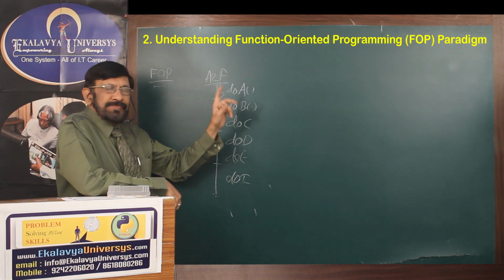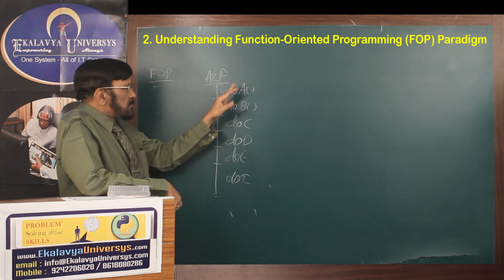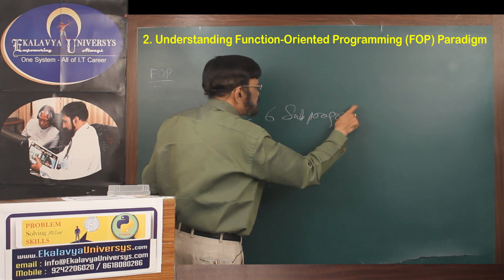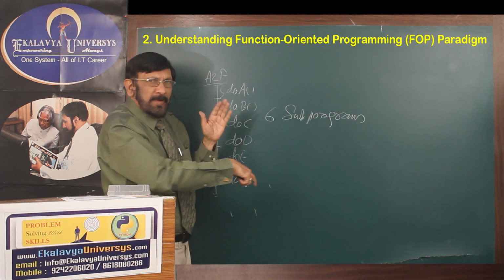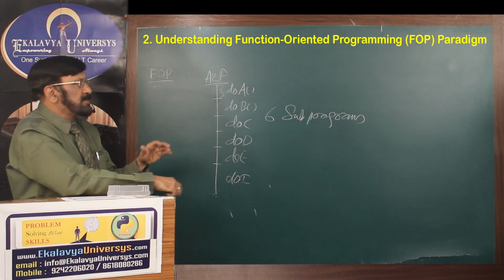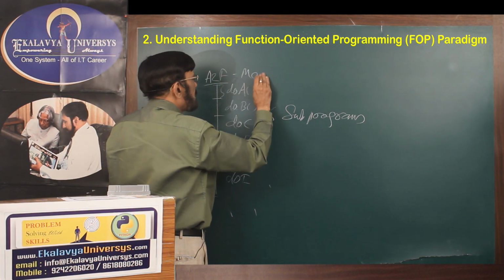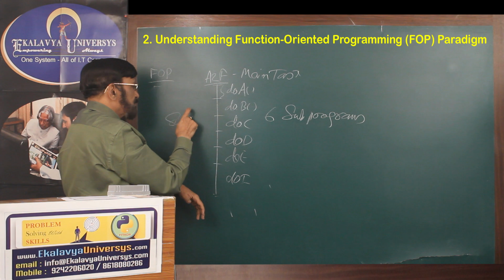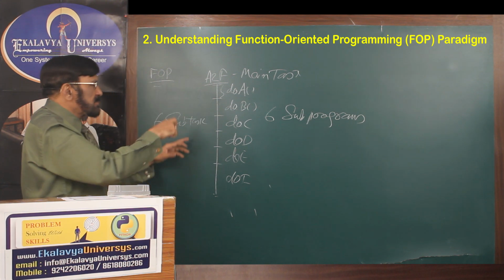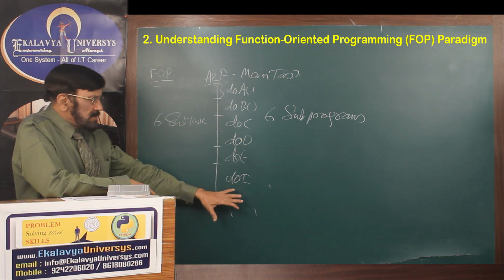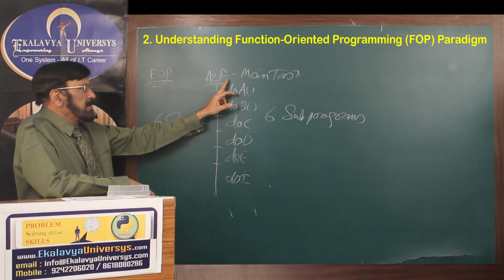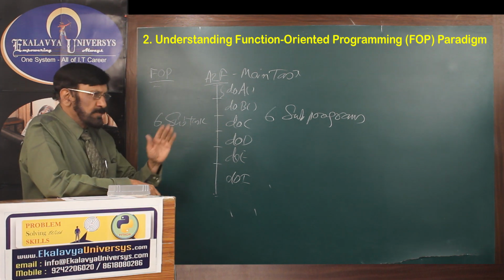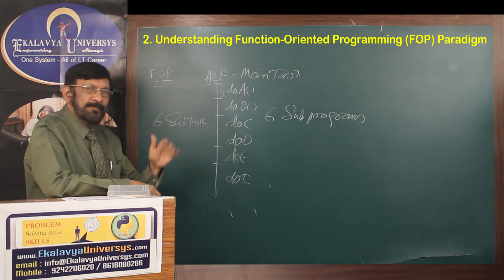What can you understand? This function means nothing but a subprogram. So here, 6 subprograms are implemented one by one sequentially. Then the A to F task, what is this? This is the main task. What are these? All these are subtasks. Understand? So here 6 subtasks are there. These 6 subtasks are implemented sequentially, and your main task A to F is implemented. So hereafter, whenever the term function is used in programming, you have to understand it as a subprogram.